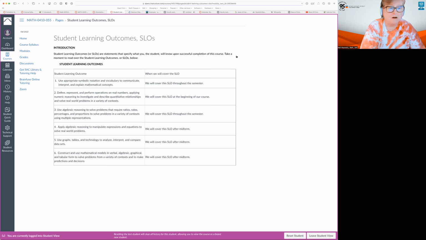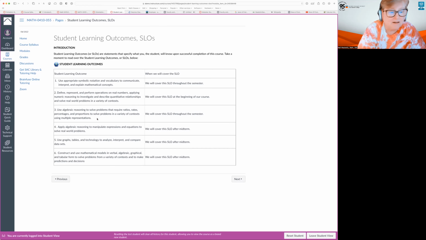Then we have information about our class. Here are our 6 SLOs, or student learning outcomes. You'll hear this a lot at SAC, that everything is an SLO, a student learning outcome, so that students know why they're covering each thing that they're covering. So ours are: use appropriate symbolic notation and vocabulary to communicate, interpret, and explain mathematical concepts. Define, represent, and perform operations on real numbers, applying numeric reasoning to investigate and describe quantitative relationships and to solve real-world problems in a variety of contexts.